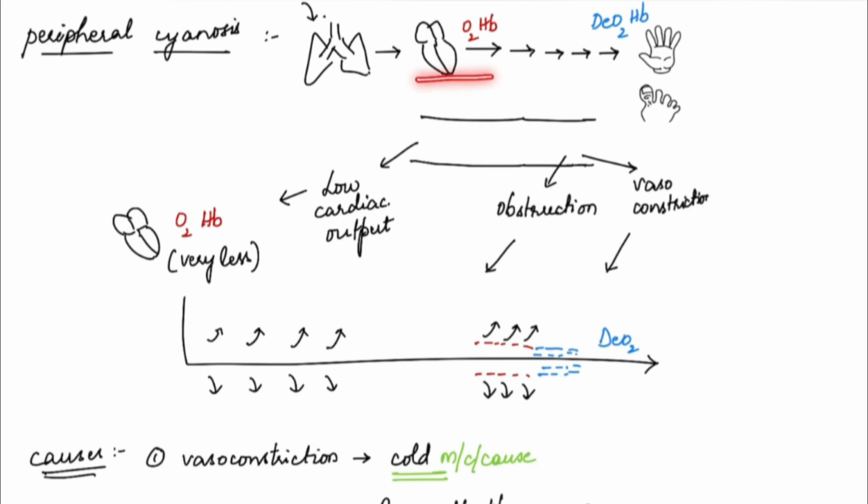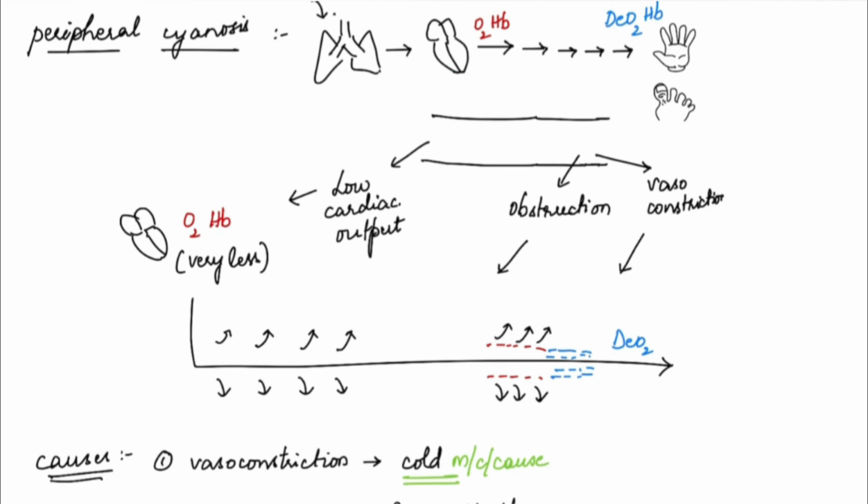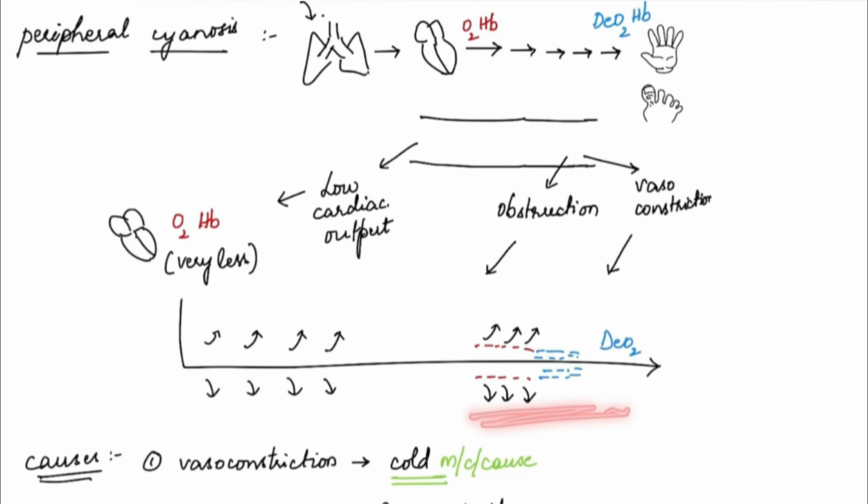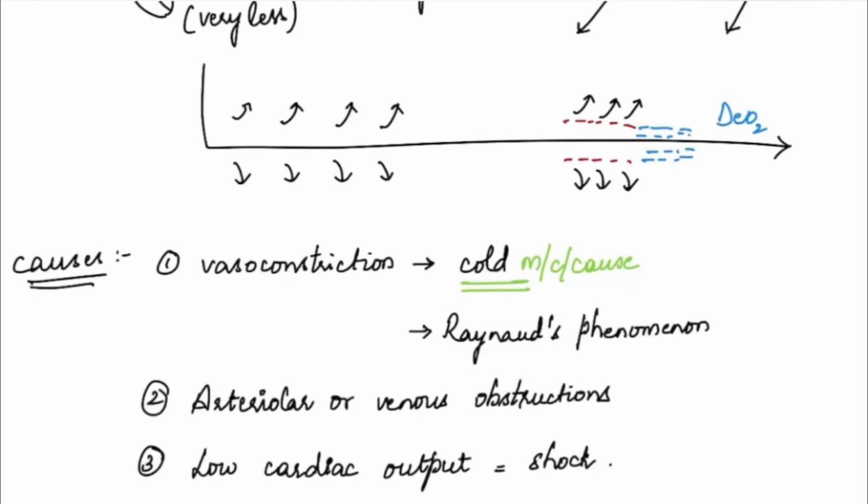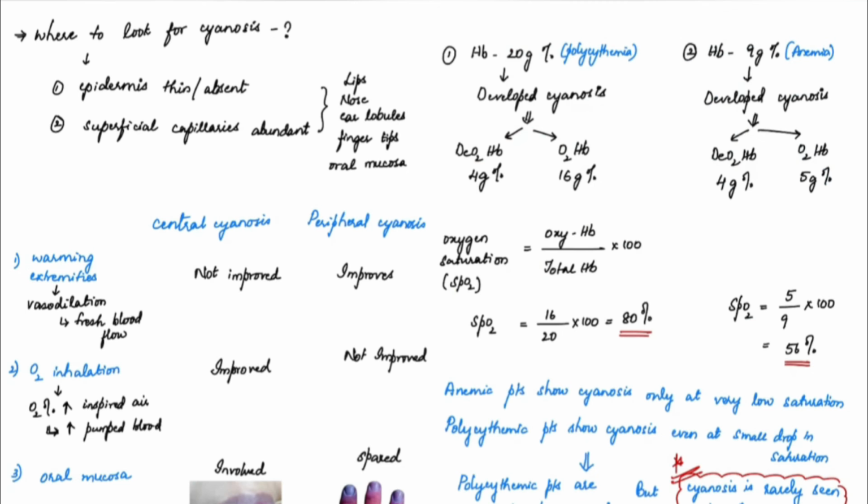Next, peripheral cyanosis. The blood that is pumped from the heart has oxygenated hemoglobin, but by the time it reaches fingers and toes, it becomes deoxygenated. Here causes include low cardiac output, where the oxygen is already used up by the tissues, and by the time this blood reaches the peripheral part, only deoxygenated hemoglobin remains. And the next is obstruction and vasoconstriction. Because of stagnation of blood, oxygen is completely consumed and deoxygenated hemoglobin remains in the distal part of fingers and toes. So these are the causes of peripheral cyanosis.